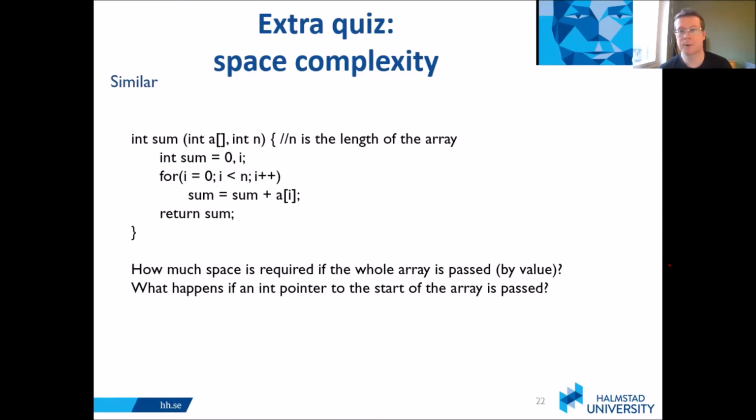Yes, because we're generating something that's the length of the array. What happens if instead an integer pointer to the start of the array is passed to our function? Well, then we know it's just an integer, so it'll be constant. We have just a few integers here: the pointer, then the integer sum and i, and we're returning something.